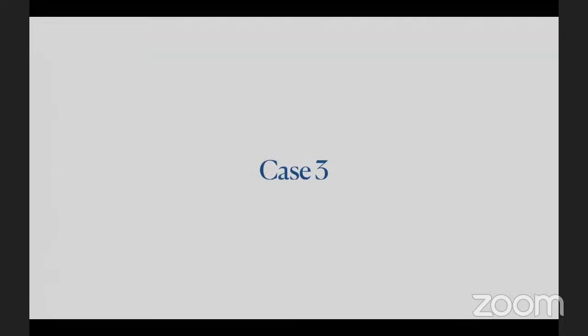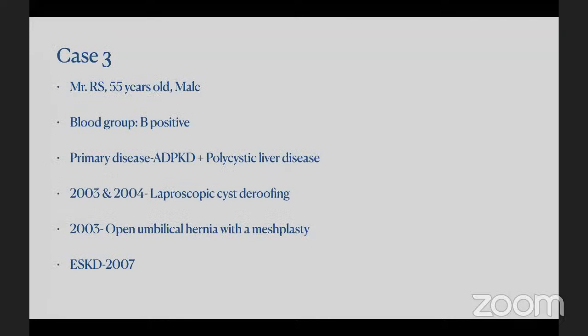We come to case 3. This is also a very interesting case. It's a young male, 55 years old. His blood group is B. His primary disease is ADPKD, polycystic liver disease as well.